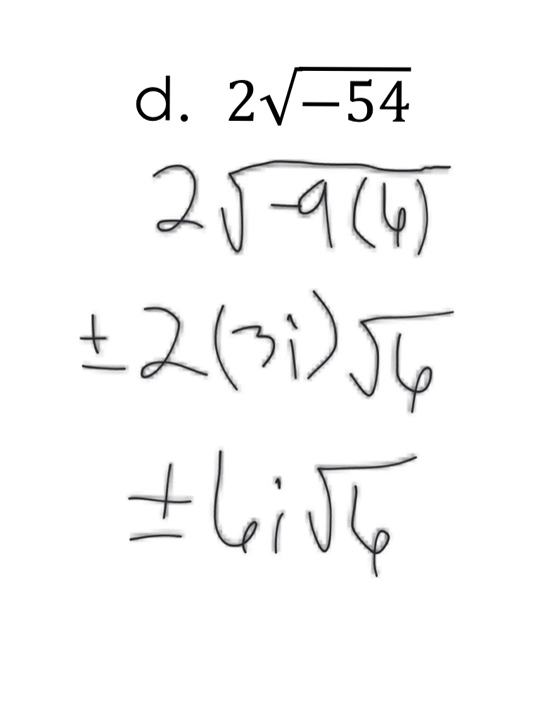Negative 9 times 6. Square root of negative 9 is 3i, and square root of 6 stays behind. And so 2 times 3i is going to be plus or minus 6i times the square root of 6. Okay? Let's move on to the next section.